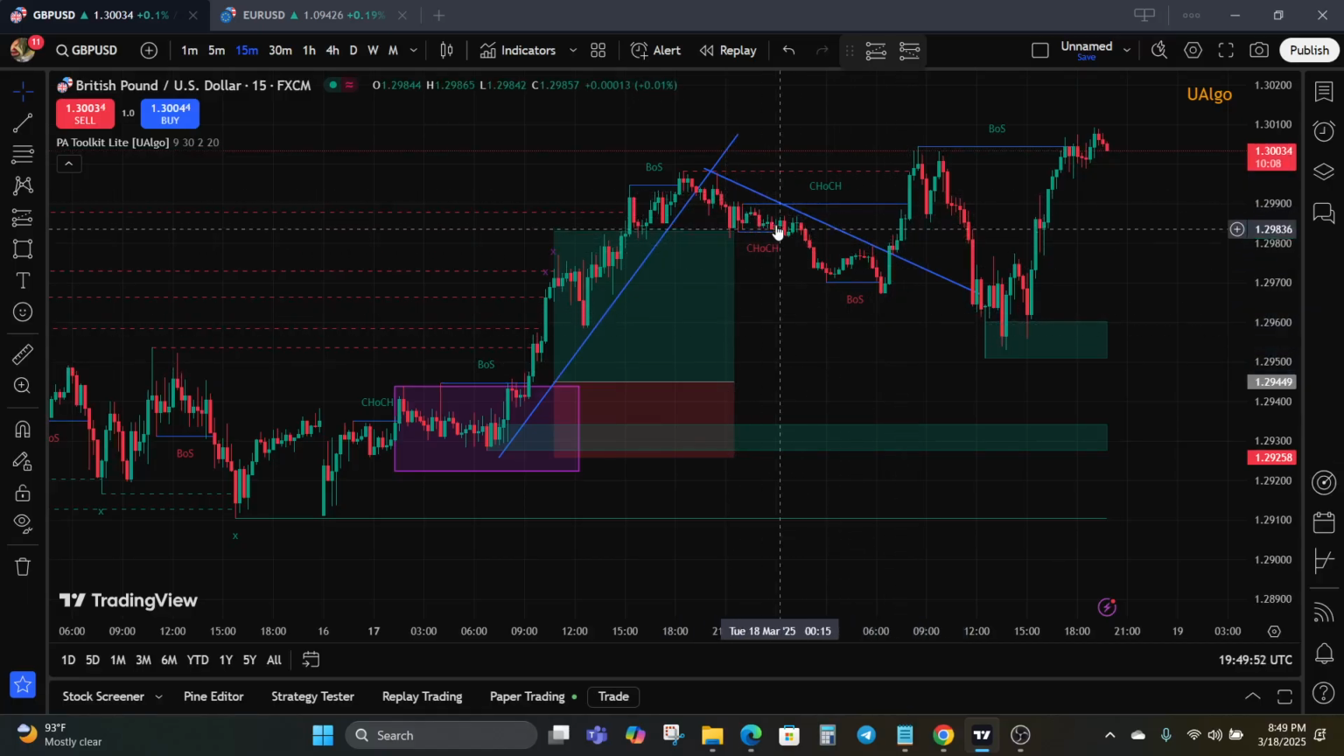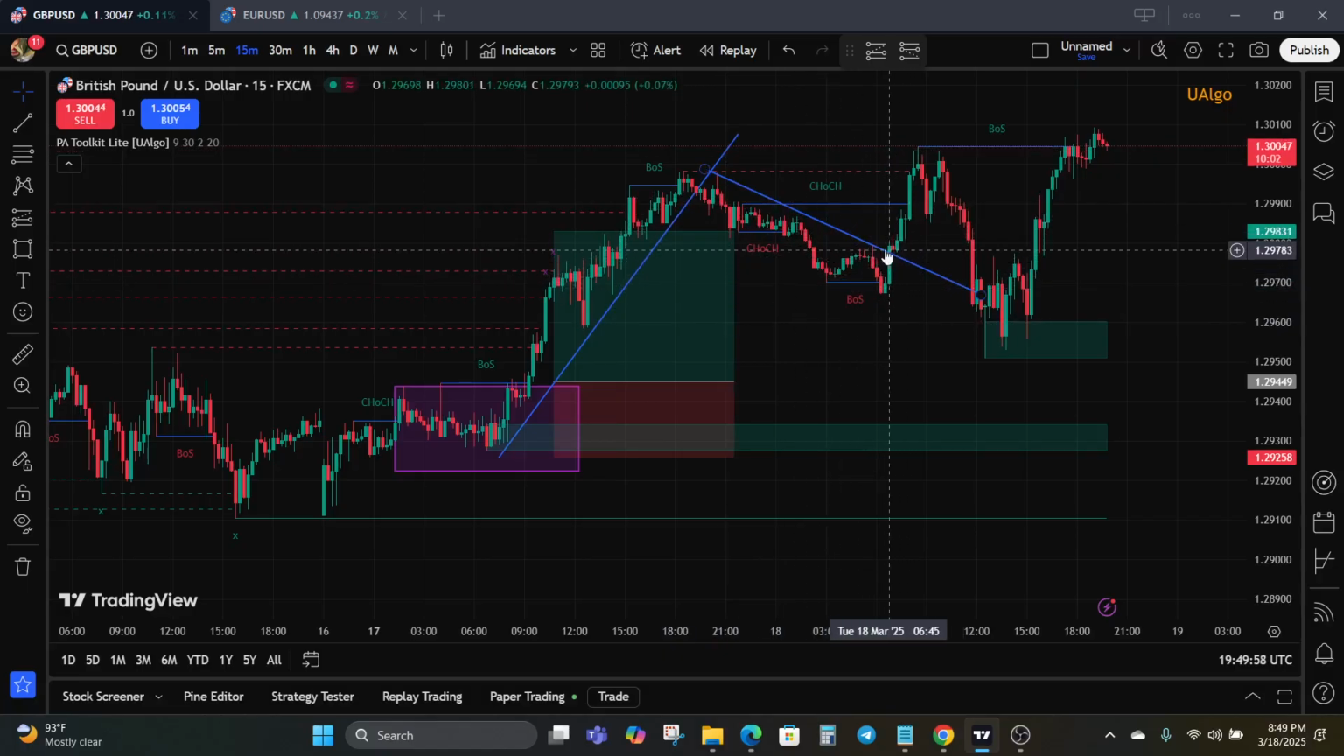So you will see that the sell lasted for a while, and then we had another break of structure. We actually had another breakout, this time around a breakout to the upside.